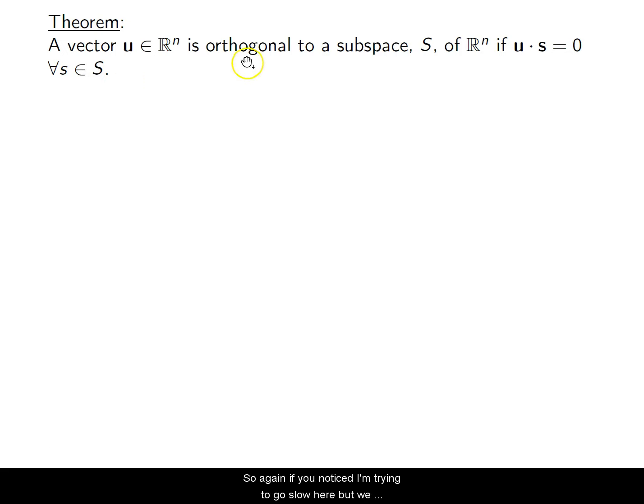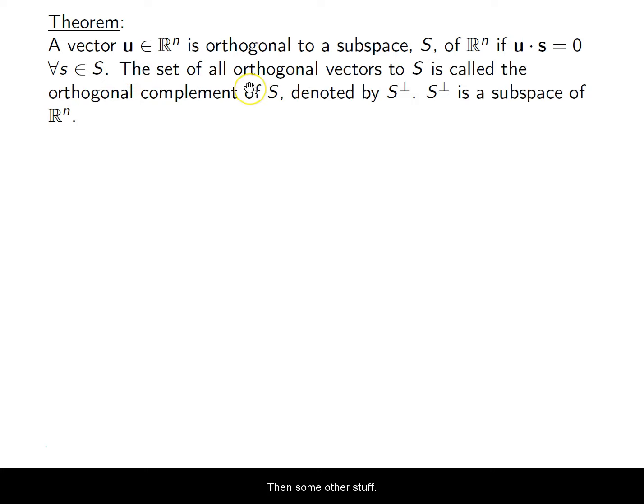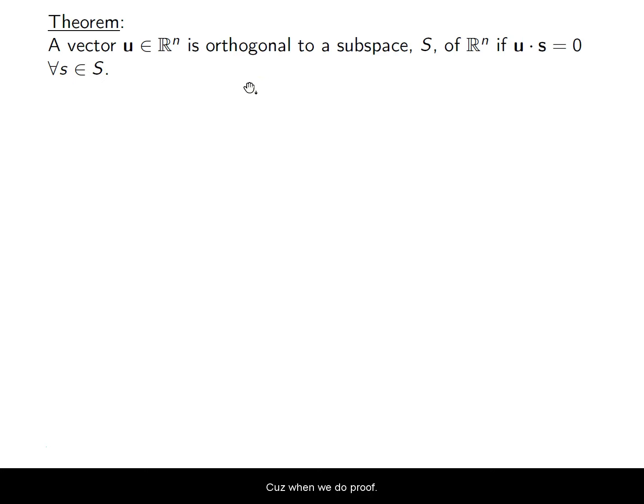So again, if you notice, I'm trying to go slow here so that we understand what the proposition is before we get into the meat and potatoes. So remember, a theorem is always if and then, right? If this works, then some other stuff. Because when we do proofs, we assume that the if stuff is true, and then I have to show that the then part is true.